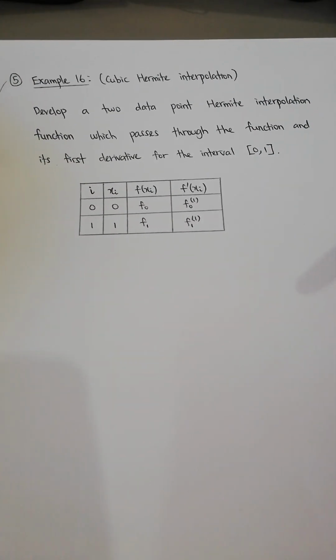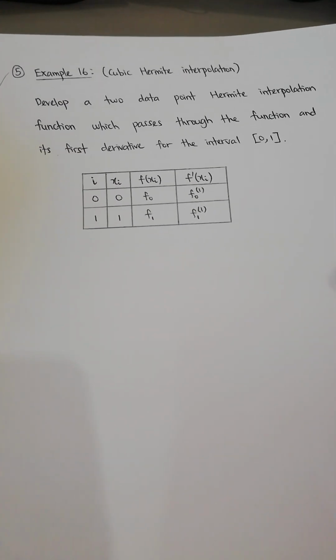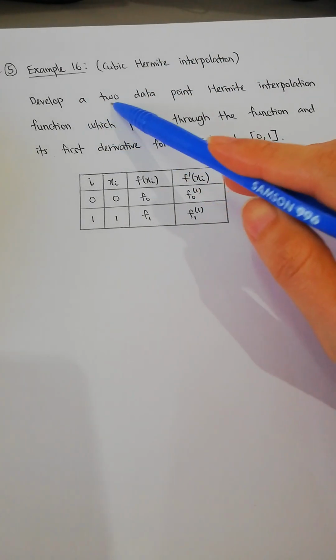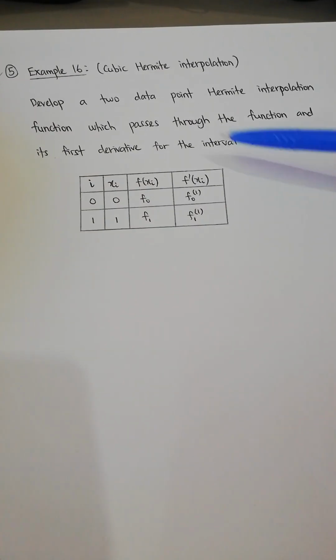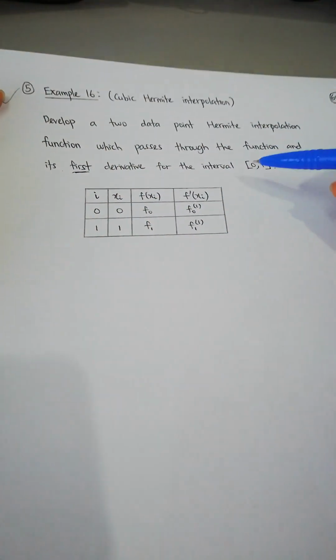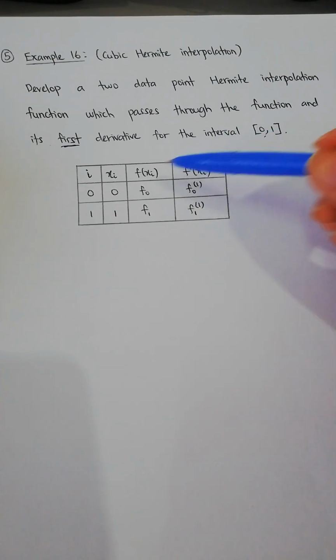Okay, so let us take a look at how we're going to find the Hermite interpolation. Let us look at example 16 on page 65 of your notes. This is about cubic Hermite interpolation. The question says: develop a 2 data points Hermite interpolation function which passes through the function and its first derivative for the interval [0, 1]. So the x value is between 0 and 1.